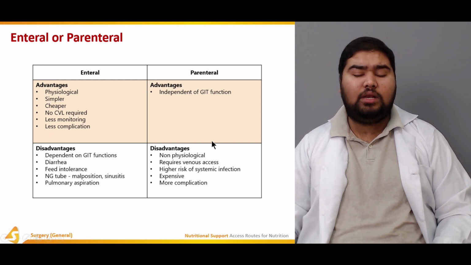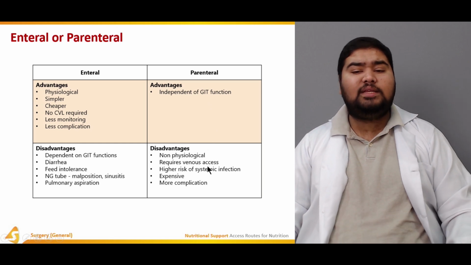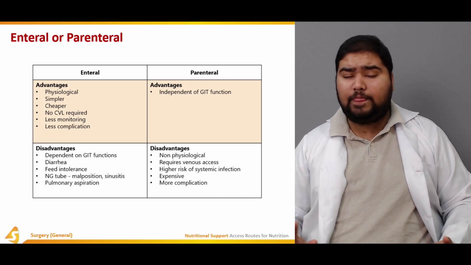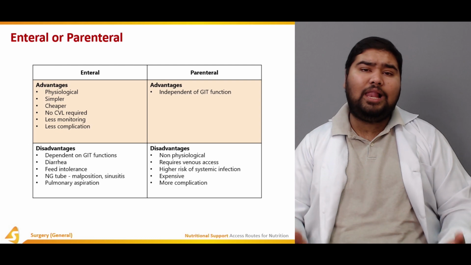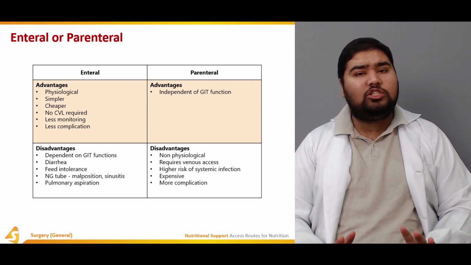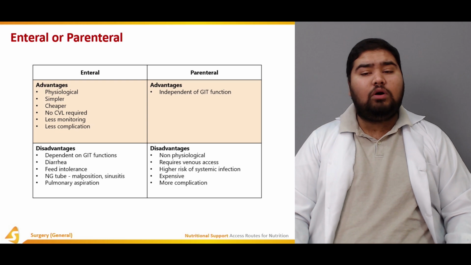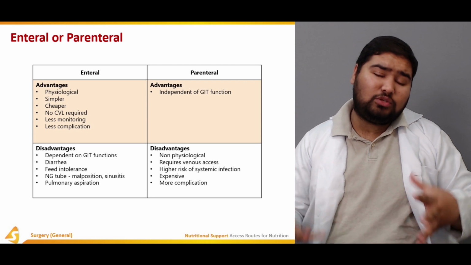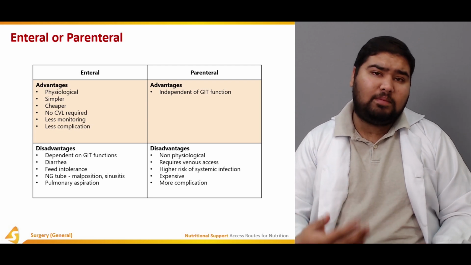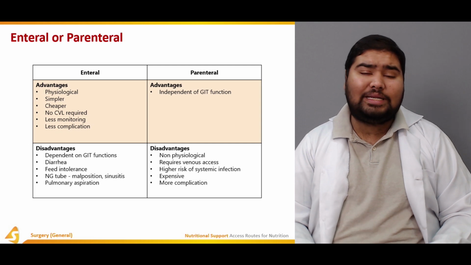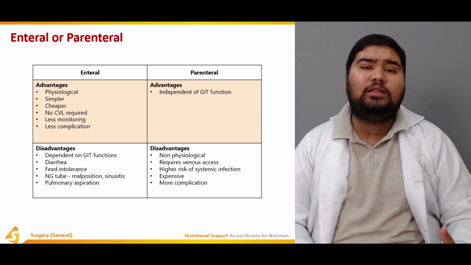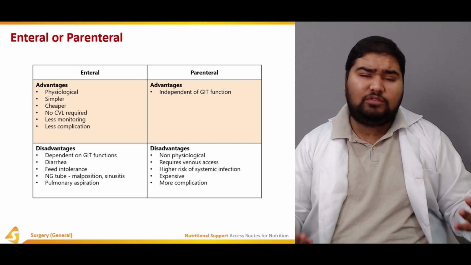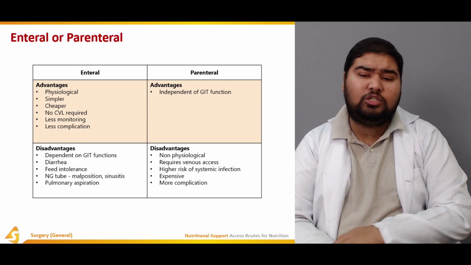Now, with parenteral nutrition, the disadvantages include it's non-physiological. That is, the buffers, the support mechanism, the help that is present in the GI tract is not present in the blood. So it is a non-physiological way. It requires venous access. So you need to access a vein so that you can give the parenteral nutrition. So you have to violate the bodily rights of a patient, not the rights exactly. You have to enter into the veins of a patient to do that.